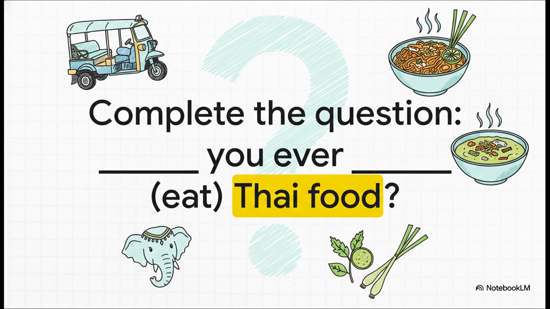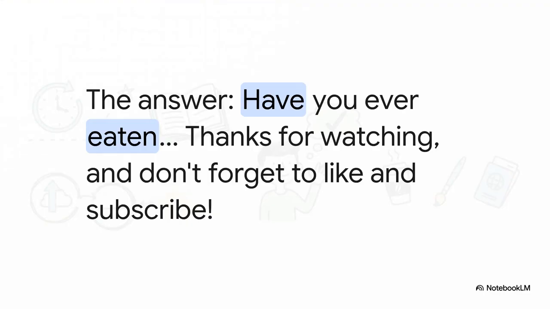Okay, last one, and this time it's a question, so pay close attention. Have you ever eat Thai food? Go ahead, take a moment, pause one last time, and let's see what you've got. And the answer is, have you ever eaten Thai food? To make a question with you, we start with have, and the past participle of that irregular verb eat is eaten. Fantastic work. You are officially a grammar time traveler.